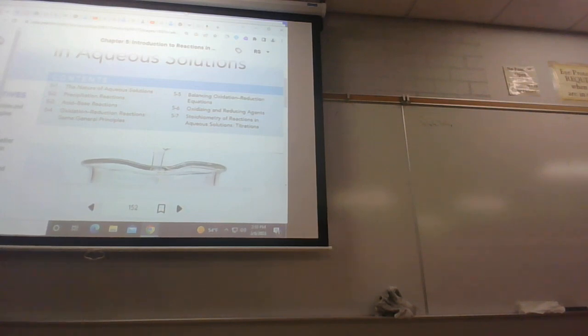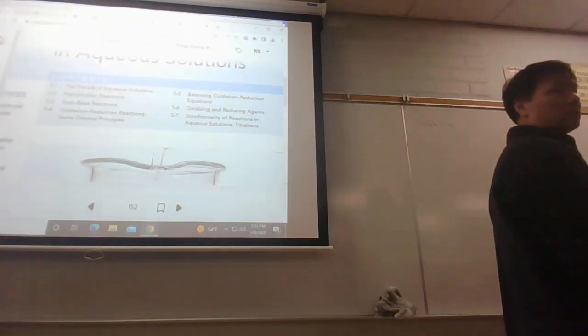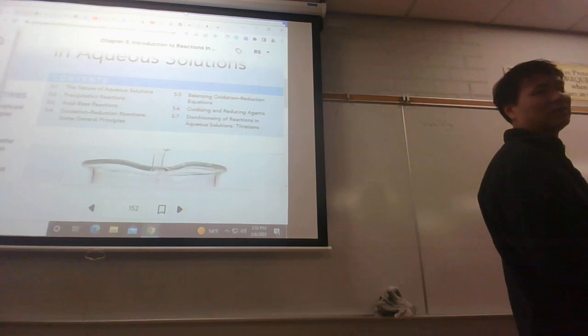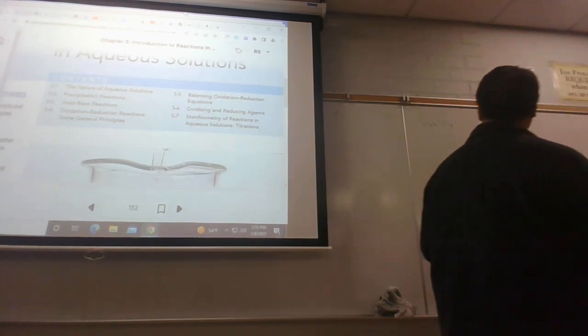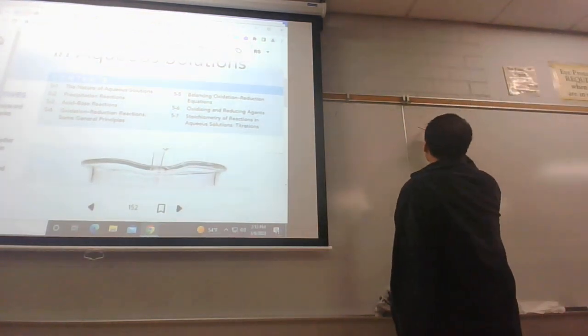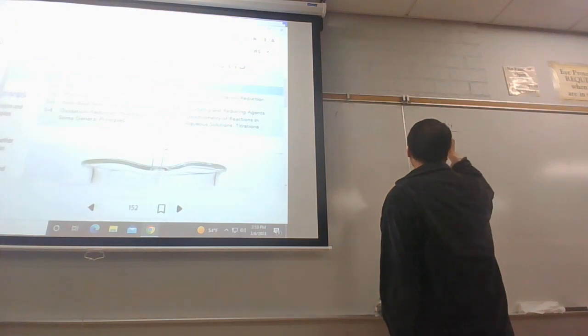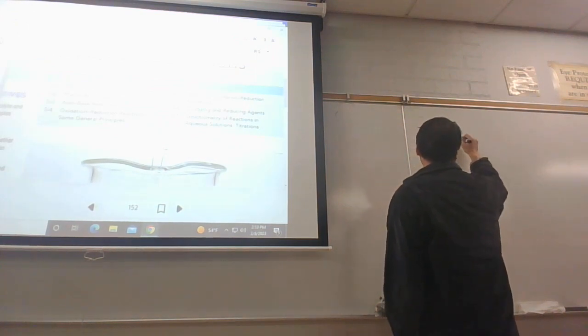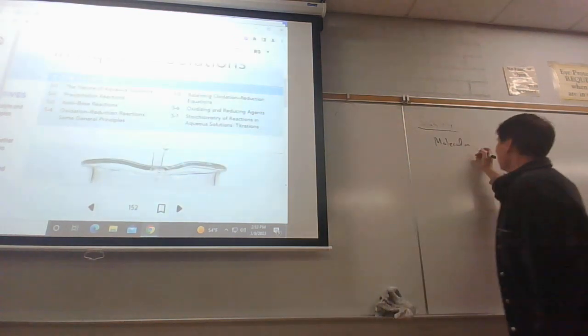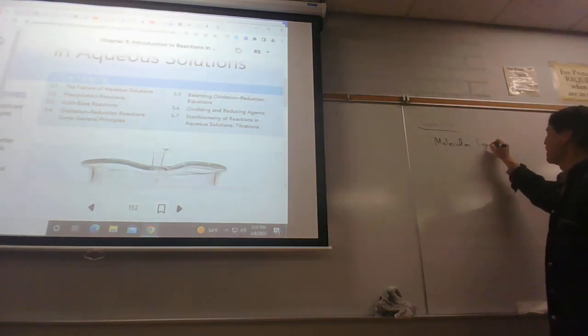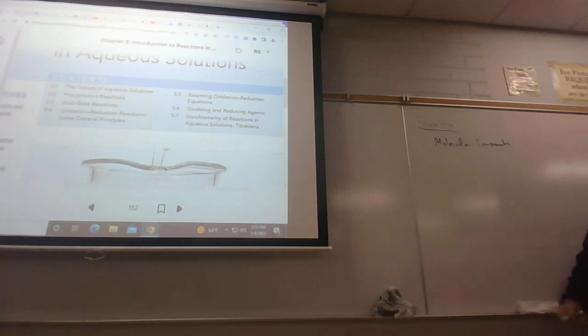We have the solubility rules. Experiment 17. We have two sets of solubility rules. The solubility rules for molecular compounds. Molecular compounds are compounds typically of nonmetals, like methanol. Methanol is a molecular compound.